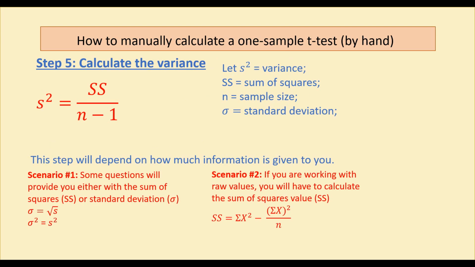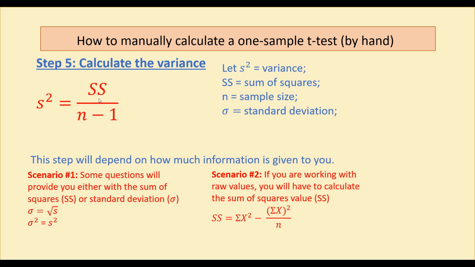Now step 5 is to calculate the variance, and the variance can differ based on the question you're provided or if you're using a raw data set. But what it's asking for in this formula, to calculate the variance, which is s squared, you need to have the sum of squares value from your data divided by the sample minus 1, similar to the degrees of freedom.